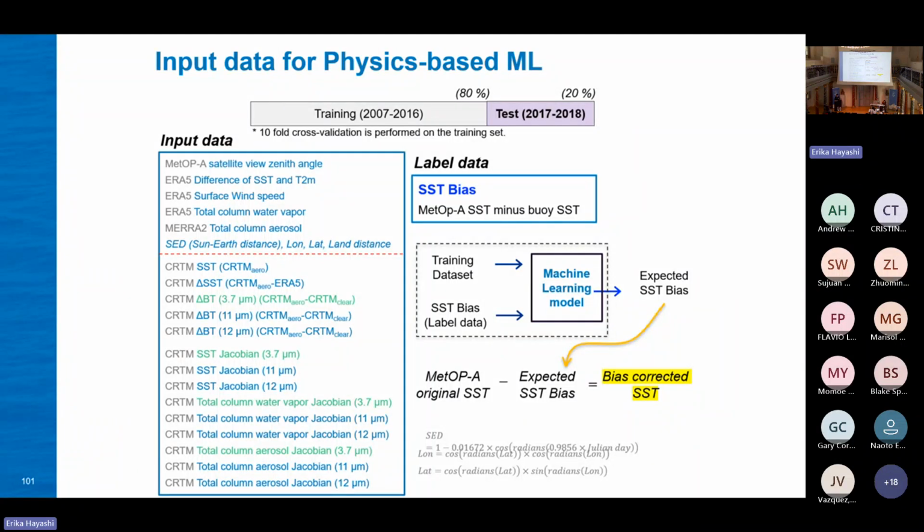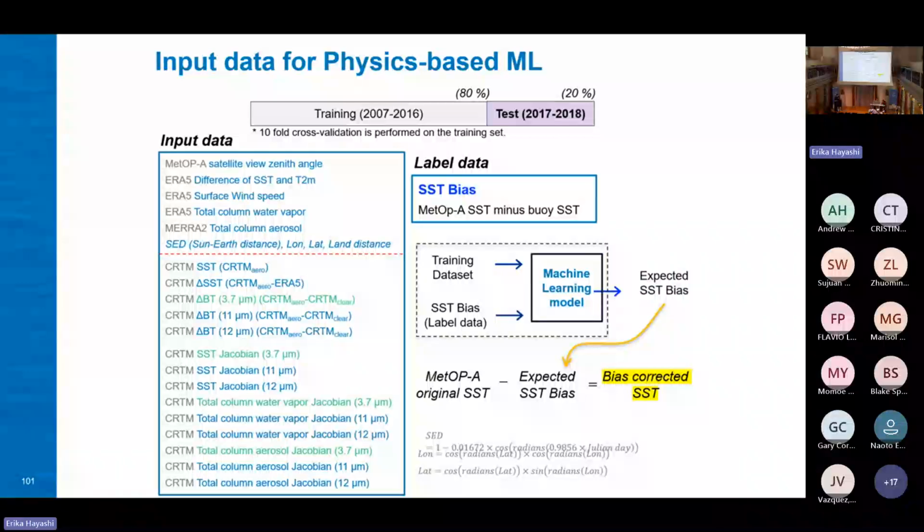The variables above this red dashed line are used in our previous study, such as satellite zenith angle, satellite view azimuth angle, difference of SST and 2-meter temperature, surface wind speed, total column water vapor, aerosol, and spatial temporal information. And now we added these CRTM variables for our new machine learning method, such as CRTM SST, delta SST, delta brightness temperature, and SST Jacobian, total column water Jacobian, and aerosol Jacobian for each band. These green variables are used only in nighttime bias correction.